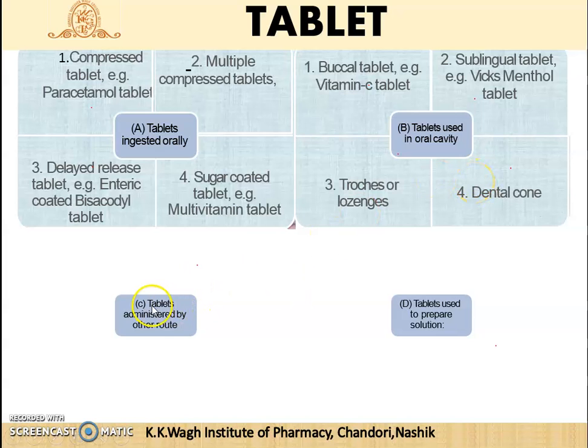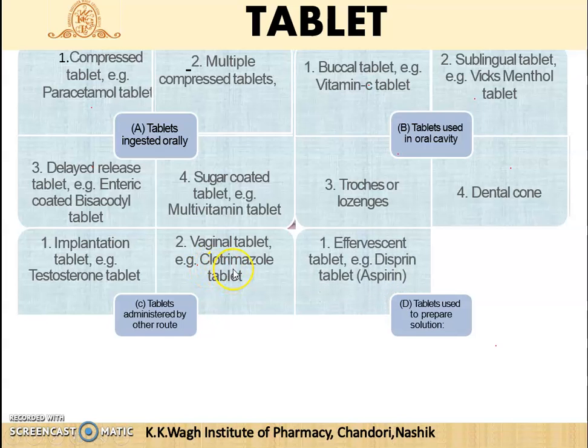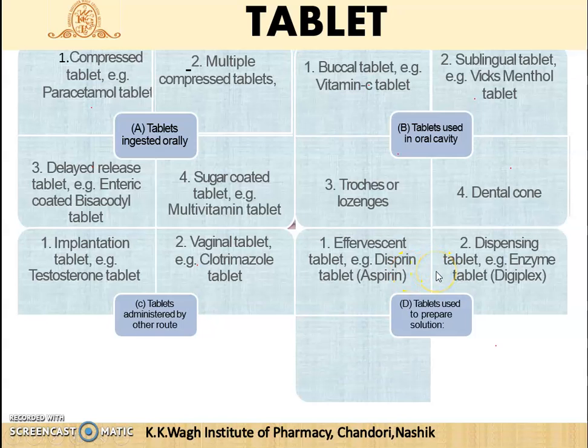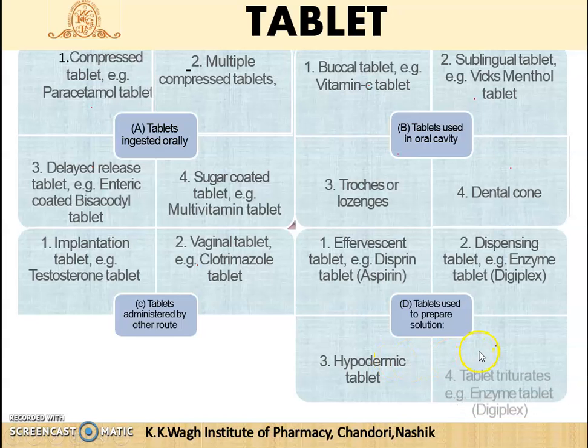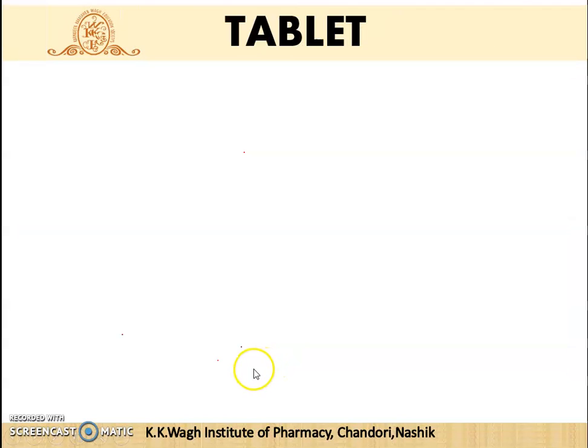The third major type of tablet is tablets administered by other routes. The first one is the implantation tablet, an example of which is testosterone. Then vaginal tablets, an example of which is clotrimazole tablet. Then tablets used to prepare the solution, in that effervescent tablets, an example of which is aspirin. Then dispensing tablet, an example of which is enzyme tablet. Then hypodermic tablets. And last is the tablet triturates. Enzyme tablets is an example of this. These are the different types of the tablet.